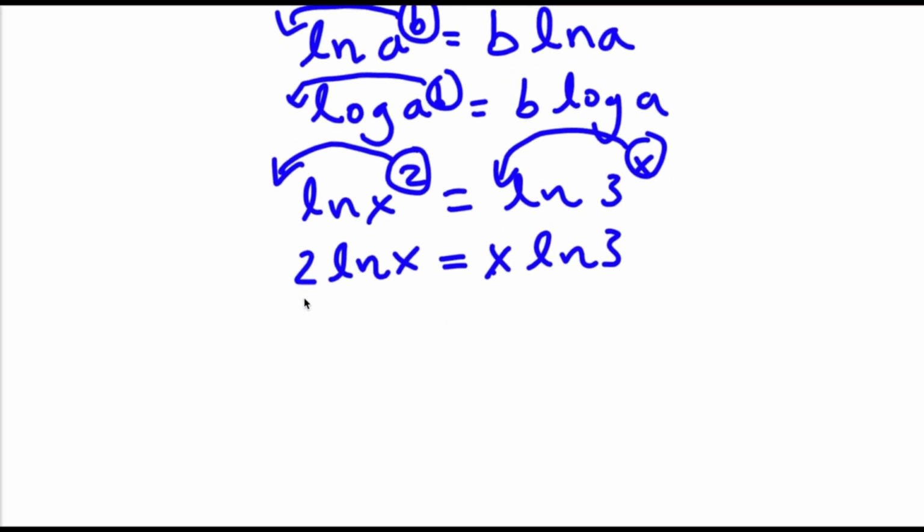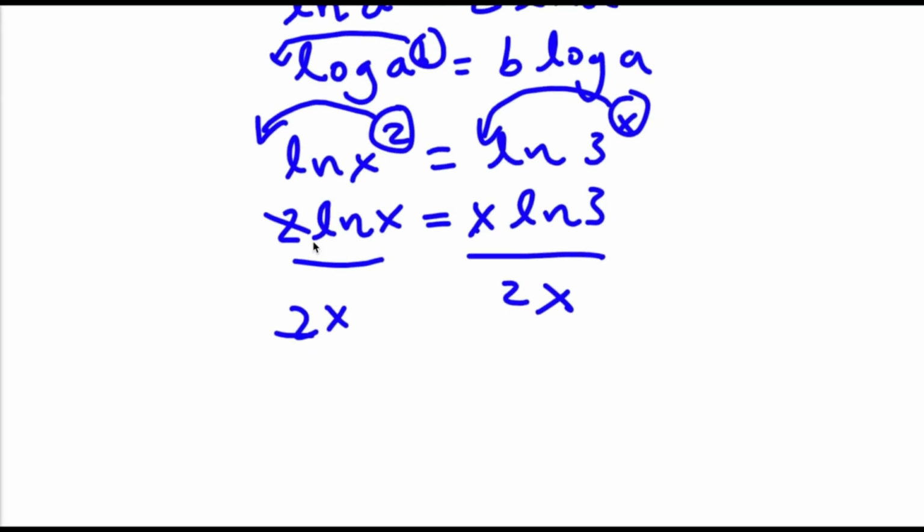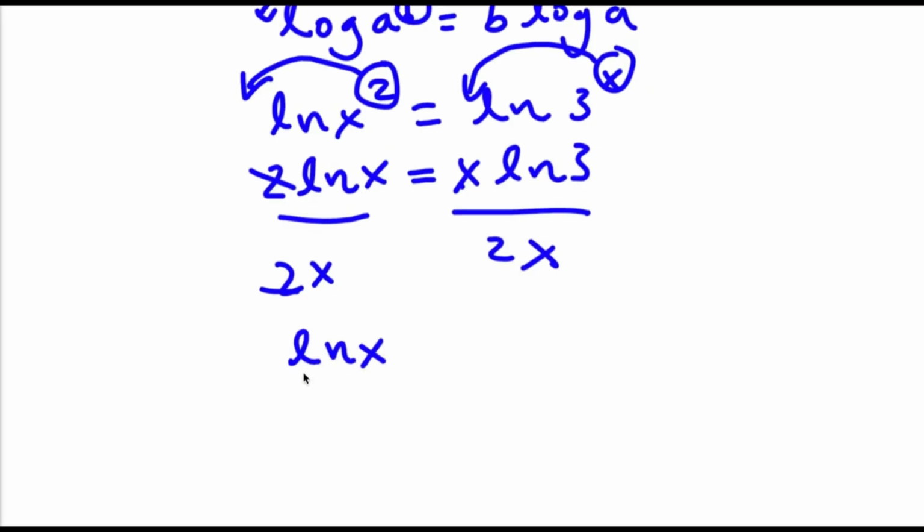So now what I'm going to do is I'm going to divide both sides by 2x. So then for my left-hand side here, these two 2's will cancel out, so I'll be left with ln x over x. And now this is equal to, for my right-hand side, the 2 x's will cancel out, so I'll be left with ln 3 over 2.